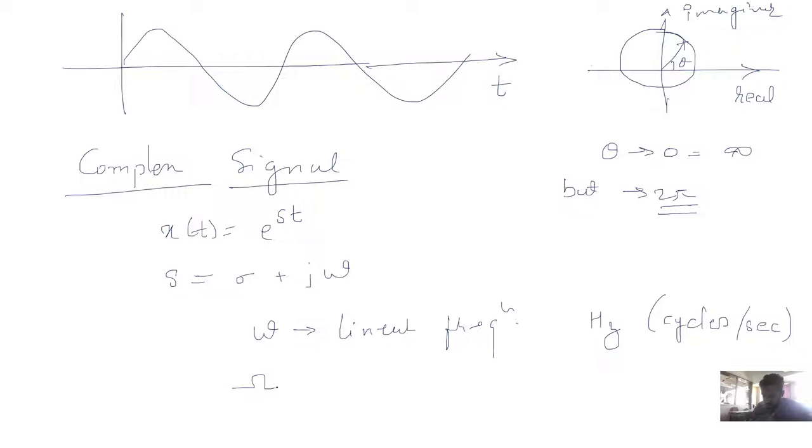Okay, and whenever I represent capital omega, it is the circular frequency, which is represented in radians per second. I hope you have studied this in your mathematics. Right, so let me write again what we had written: x(t) is equal to e raised to st, and s is equal to sigma plus or minus j omega. Okay, we are not restricting to only the plus, so for simplicity I am writing the plus, but there can be a negative also.